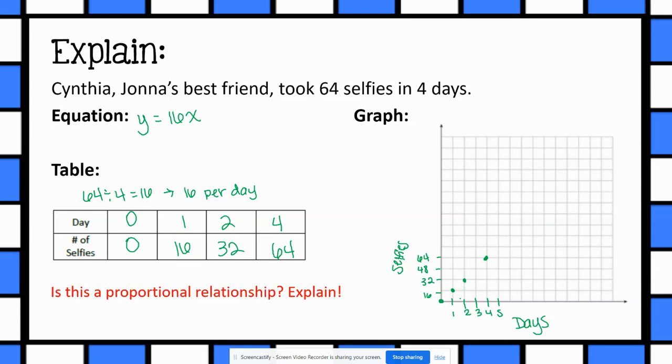Now you have a question that says, who took more selfies per day? Well, we know that Janae took 17 selfies per day and Cynthia took 16 selfies per day. So this means that we know that Janae took more per day.